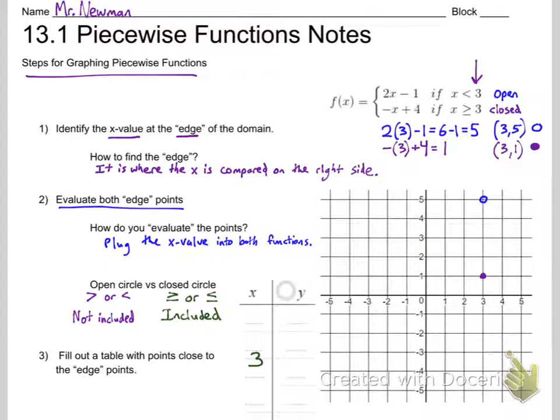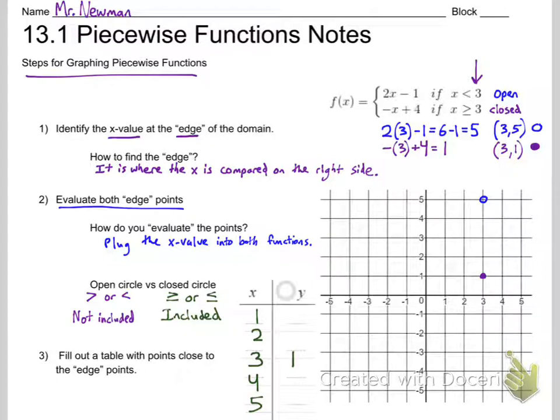So now that we have our point, 3 is the input, 1 is the output. I chose that because that is the one that has the closed circle. What I want to do is graph points on either side of it, and I would recommend at least 2 on either side. So for 3 here, I'm going to graph 1 and 2, which are less than 3, and 4 and 5 are the numbers that are greater than 3.